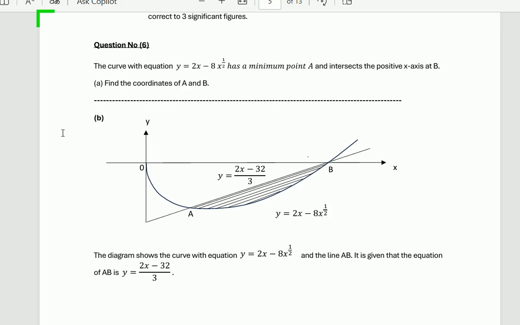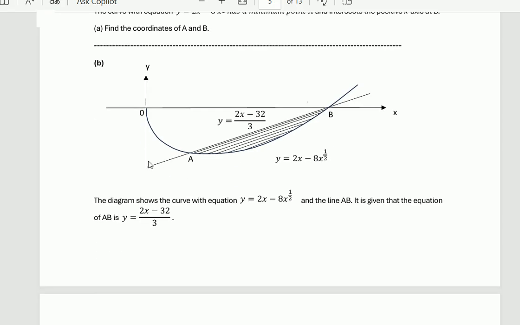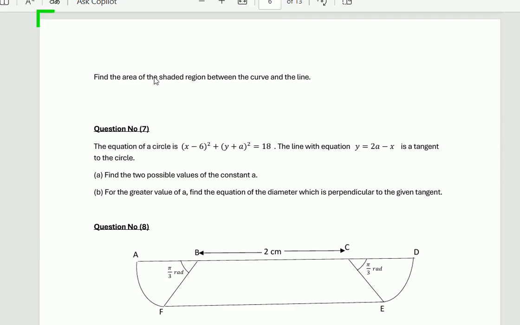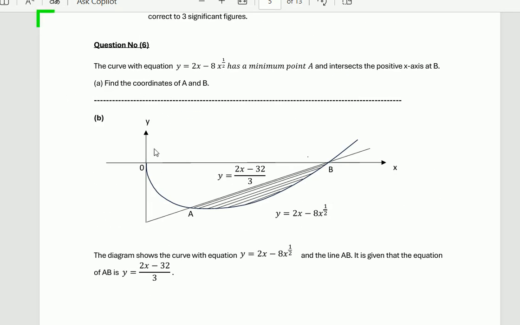After that, part B, as the diagram is given, as you can see on the screen. The diagram shows the curve with equation y equal to 2x minus 8x raised to the power 1 by 2 and the line AB. It is given that the equation of AB is y equal to 2x minus 32 over 3. Find the area of the shaded region between the curve and the line. We shall find out this shaded area.